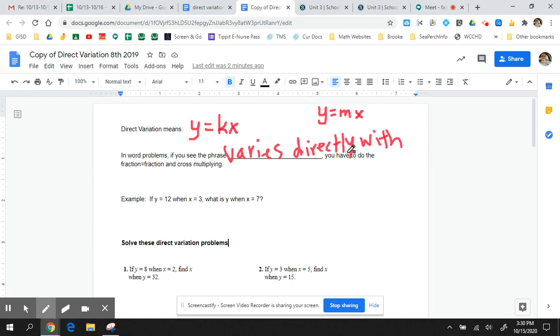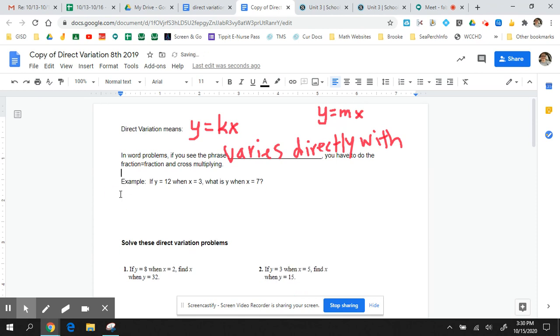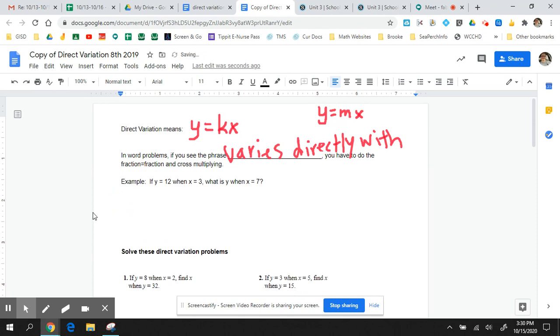So all you have to do, and it looks weird here, is set up fraction equals fraction. I'll show you what I mean in just a second. Then we're going to cross multiply like what we did yesterday. A good rule of thumb is to always set it up with y over x equals y over x. Whatever you do, you've got to be consistent.